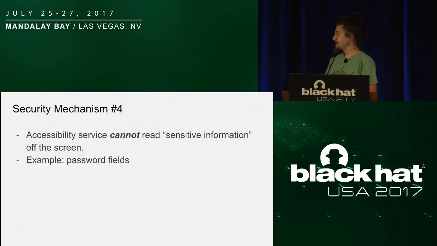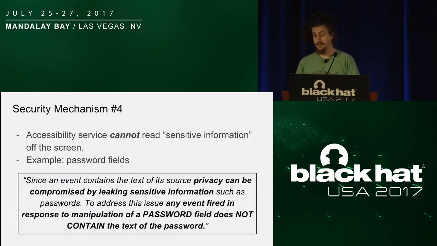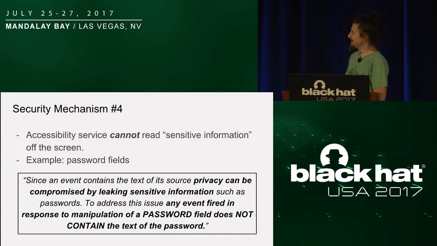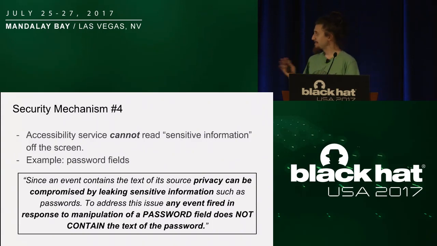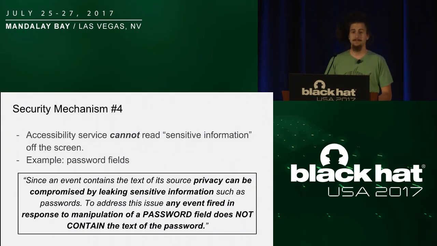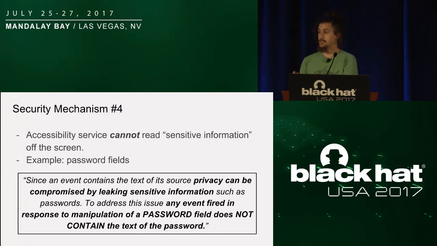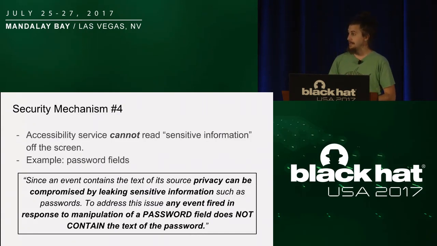The last security mechanism that is in place is that an accessibility service cannot read sensitive information, for example, passwords. And if you check the documentation, what was written is that basically since privacy can be compromised by leaking sensitive information, the password is not exposed to accessibility services. And in fact, if you take a password widget and you call the getText method, you're going to get an empty string. You're not going to get anything.